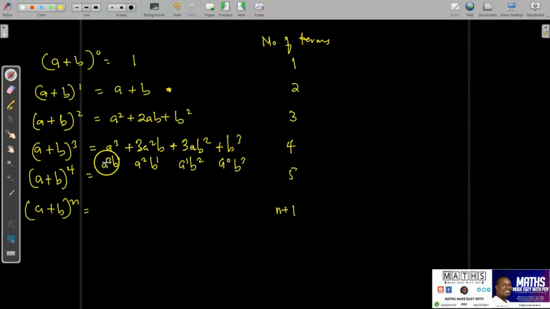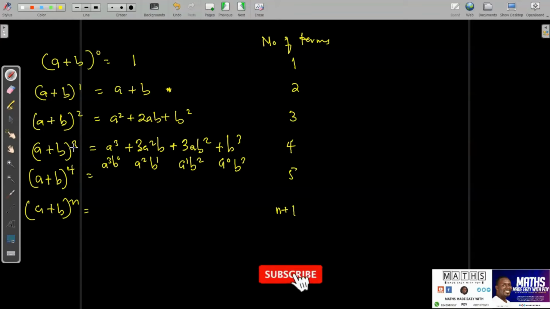Having 3 plus 0 gives us the highest power as 3. 2 plus 1 gives us the highest power as 3. 1 plus 2 gives us the highest power as 3. 0 plus 3 gives us the highest power as 3. So there are 3 observations we've made here. One is, whereas the first term reduces in powers, the second term increases in powers.